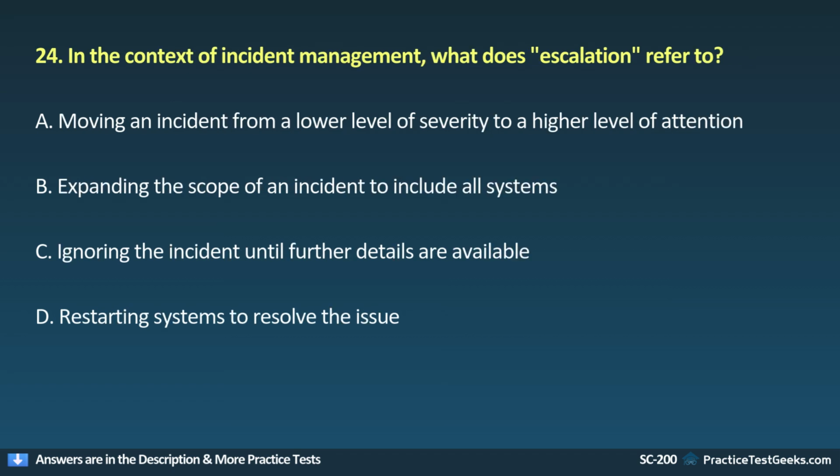24. In the context of incident management, what does escalation refer to? A. Moving an incident from a lower level of severity to a higher level of attention. B. Expanding the scope of an incident to include all systems. C. Ignoring the incident until further details are available. D. Restarting systems to resolve the issue.